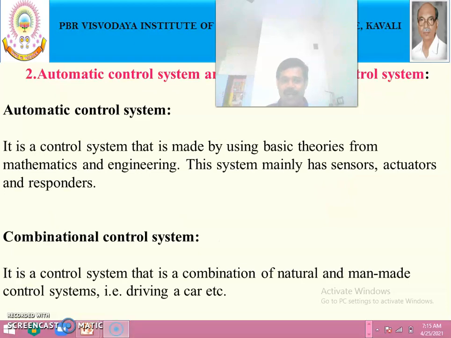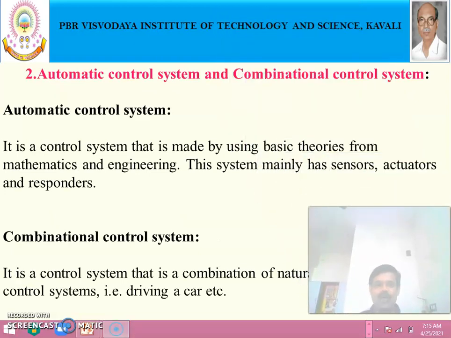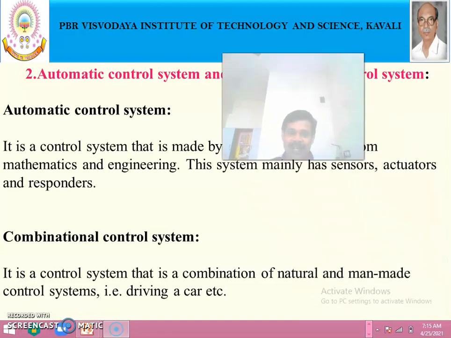Okay. Now we are going for the next classification: automatic control system and combinational control system. An automatic control system is a control system made using the basic theories from mathematics and engineering. It mainly has sensors, actuators and responders. So if you are using the concepts of mathematics and engineering in developing a control system, that control system is called an automatic control system.